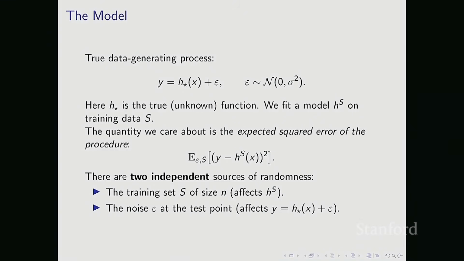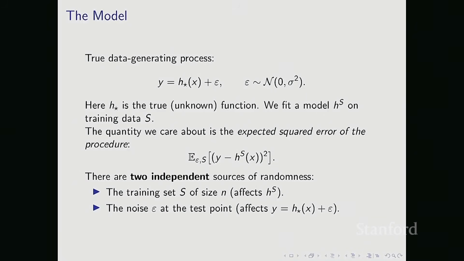Okay. All right. So there are two independent sources of randomness: the training set and then epsilon. And why are they independent? Because of the way we set up the model. We did the sample, we took the points, and we added some independent noise. So they are going to be independent. And that's really what we're going to use here.